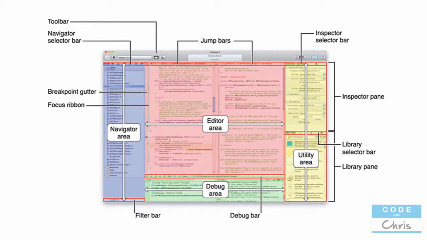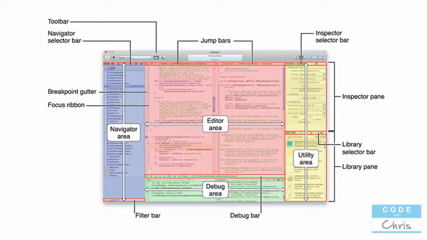And below that, in the green area, is the debug area. So this area, when you run and test your app in the iPhone simulator, you use the debug area to check on specific variables, or you get information about any crashes and stuff like that.